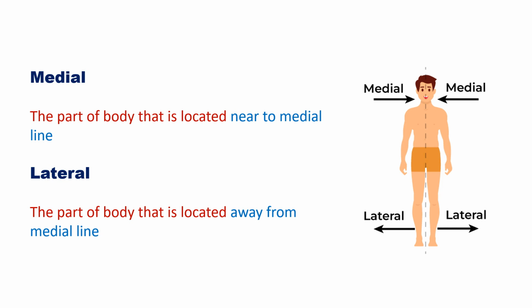Now we can describe the medial and lateral directional terms. This is an imaginary vertical line that is dividing the body into right and left equal parts. When a body part or any anatomical structure is present near to that line, then it is described as medial. When a body part or any anatomical structure is located away from that line, then it is described as lateral.